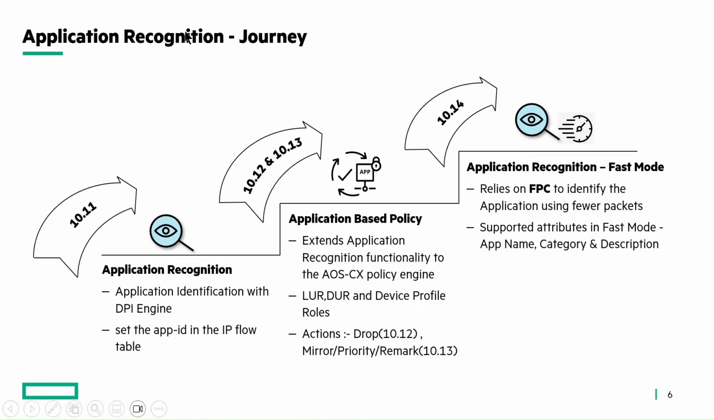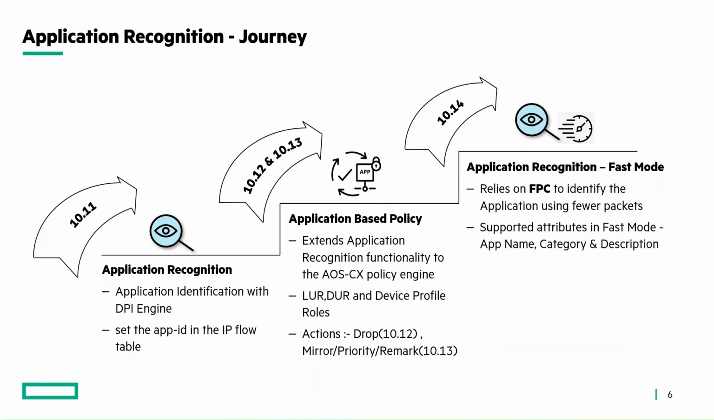If we do not cover the application recognition journey details, our TOS session will be incomplete. So this slide provides an overview of the application recognition feature's journey inside our CX portfolio. The 10.11 version established the basis for our CX portfolio's application recognition capability, which could set the app ID in the IP flow table and it can be enabled on ports or roles. Next comes the application-based policy.